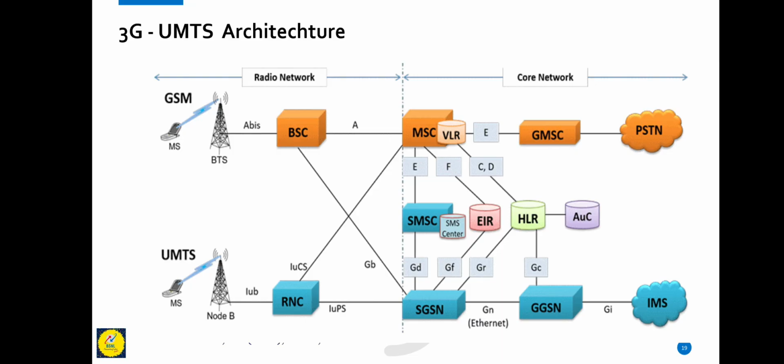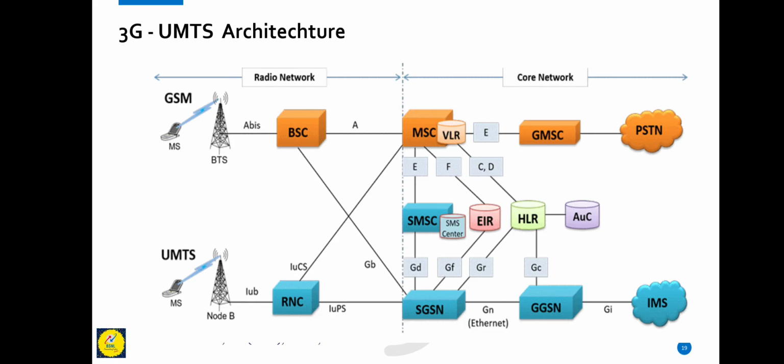Yeah, the detailed architecture of 3G UMTS is shown in the figure. As seen, it consists of the radio network and then the core network. In the radio network, the connectivity is between the cellular mobile and the BTS. And around 10 BTS have one BSC. BSC controls the connectivity of various BTS with the customer.